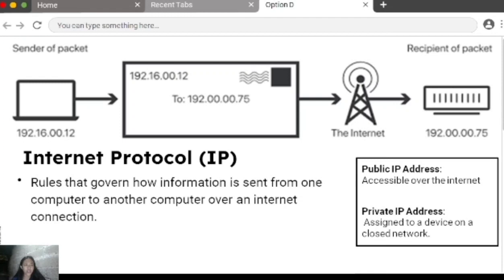Another explanation about the IP is that it is a set of rules for routing and addressing data packets so that they can travel across networks and arrive at the correct destination.